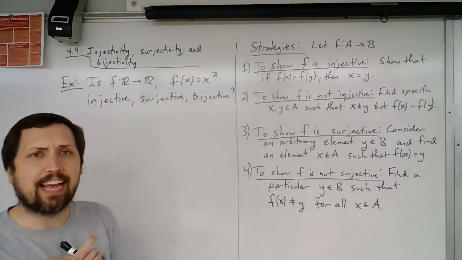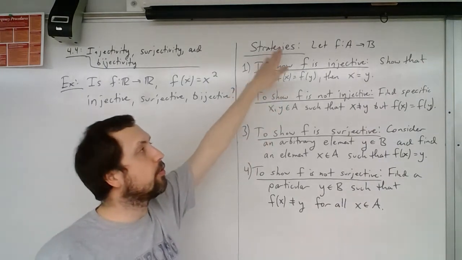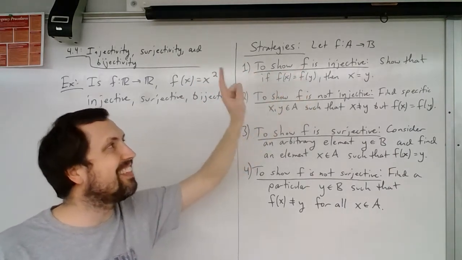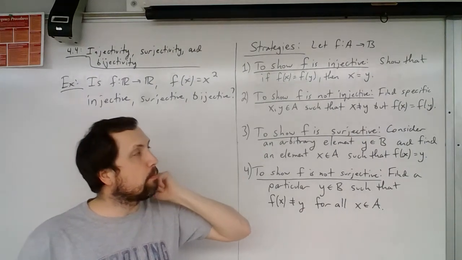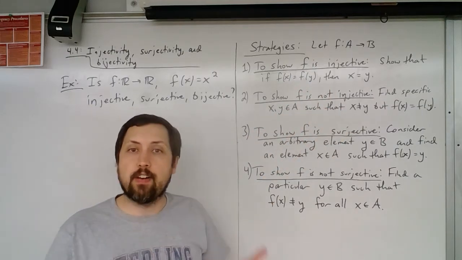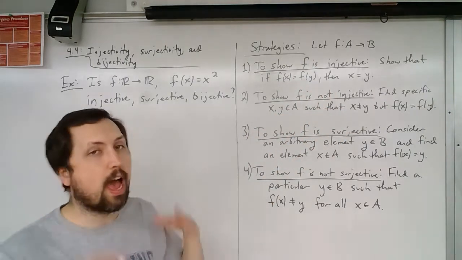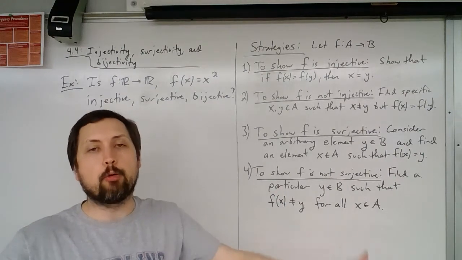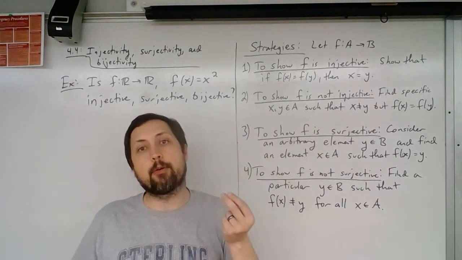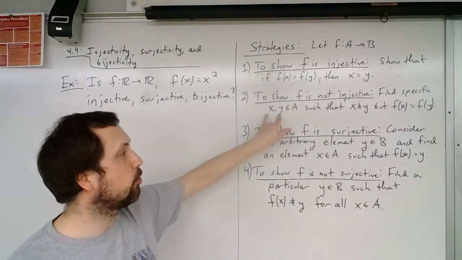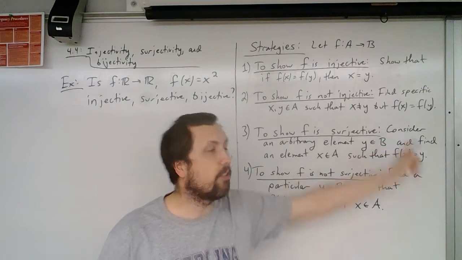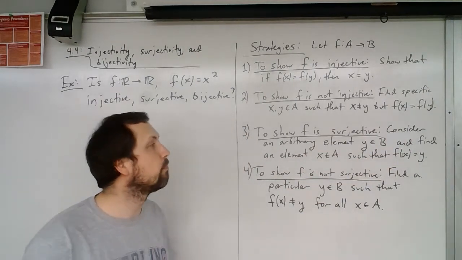Okay, so when we look at something like this as an example, we have some strategies. These are some helpful strategies that we can work through. If we want to show that a function is injective, we want to prove that if f of x equals f of y, then x is equal to y. It really will follow very much like a proof, where you assume f of x equals f of y, then show that x is equal to y. To show that it's not injective, this is much more of a counterexample, where you just have to find specific choices of elements in our domain where they're not equal, but the function values are equal.